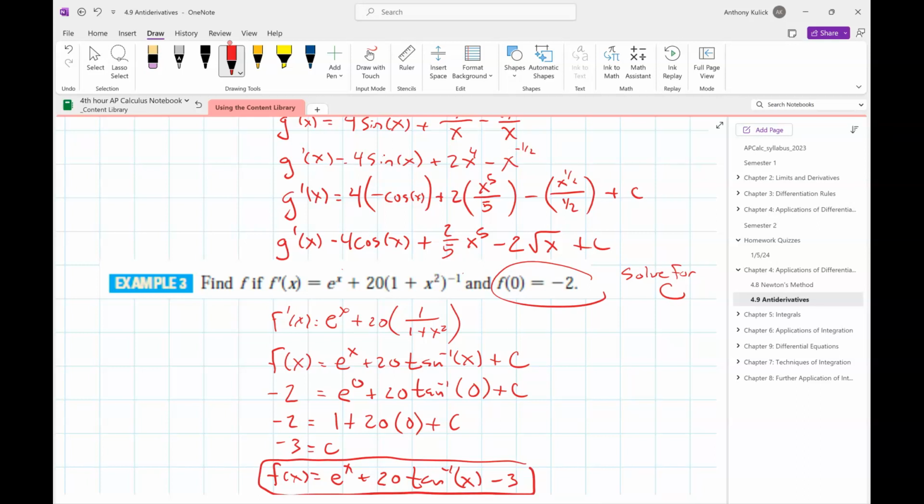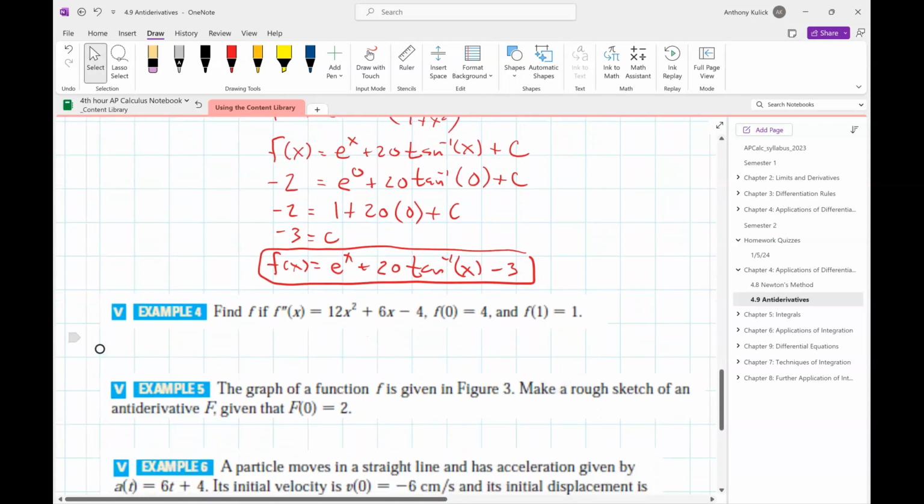Is everybody happy? How's this going so far? When you're given a point, you just plug in to solve for C. Oh, got it. Yep. If you're not given a point, you can't solve for C. If you're given a point, you'll be able to find the specific C. So there would be just one function now that is the antiderivative and passes through that point.